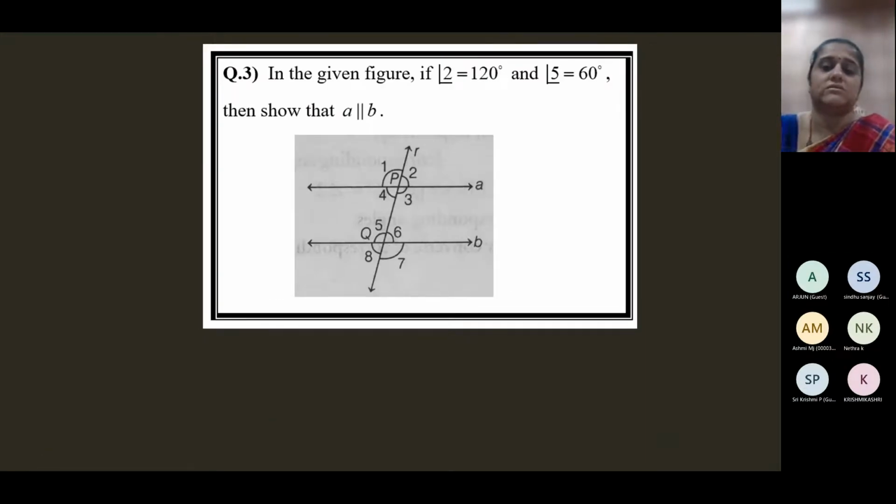How do you answer this question? In the given figure, if angle 2 is 120 degrees and angle 5 is 60 degrees, show that A is parallel to B. So it's not given that A is parallel to B. You need to show that A is parallel to B, and you're given this information: angle 2 is 120 degrees and 5 is 60 degrees.